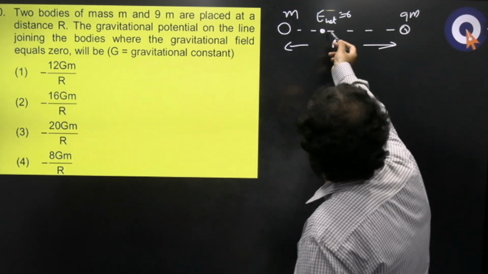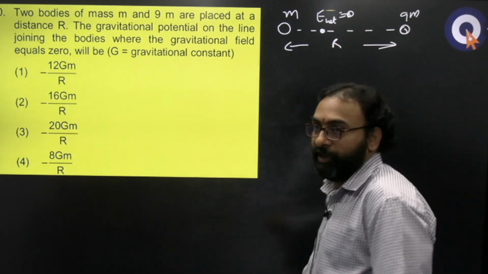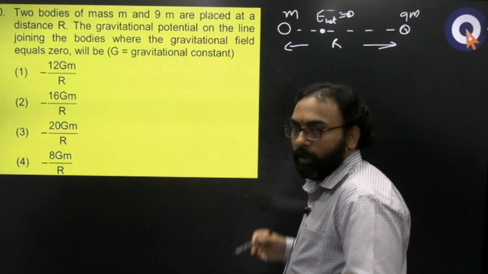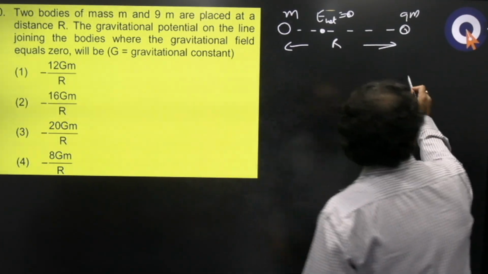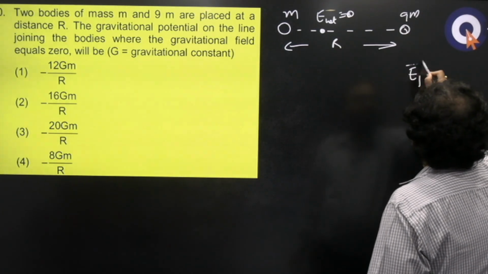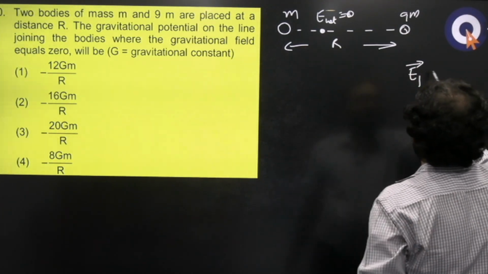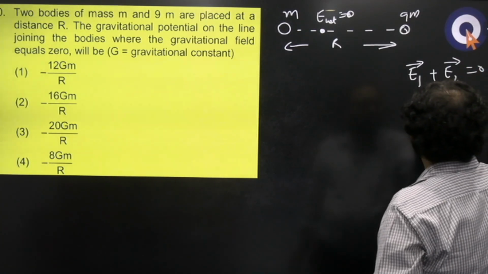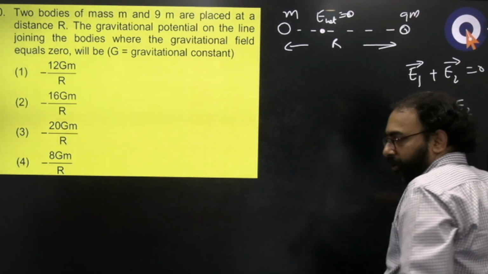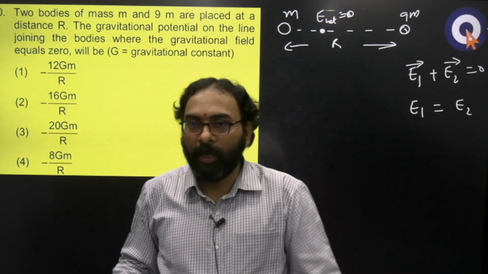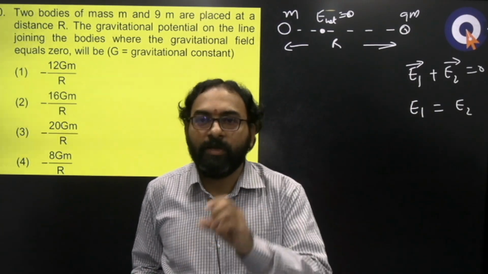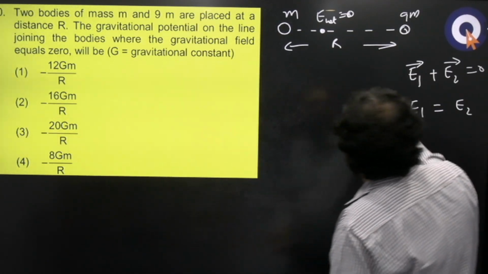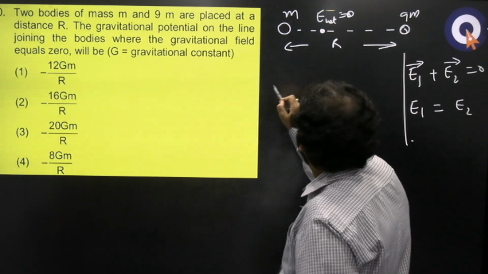So let us calculate first the zero field position, or the null point. This is the formula. The actual method is: net field is 0 means field due to first mass plus field due to second mass equals 0, and magnitudes are same, E1 is equal to E2, and substituting Gm by r square. It's a long process.